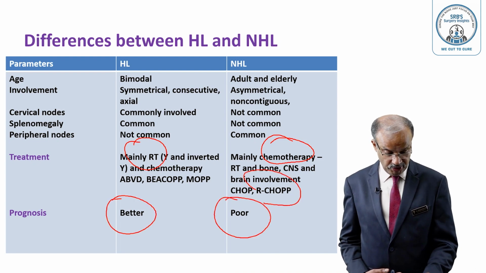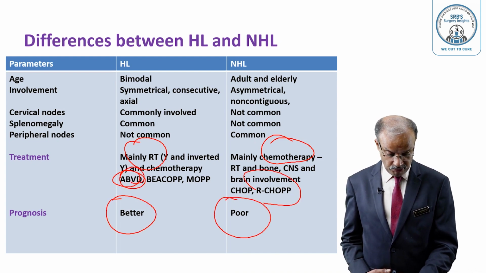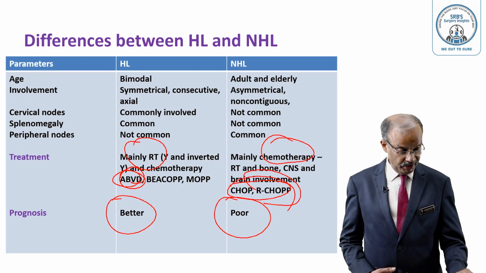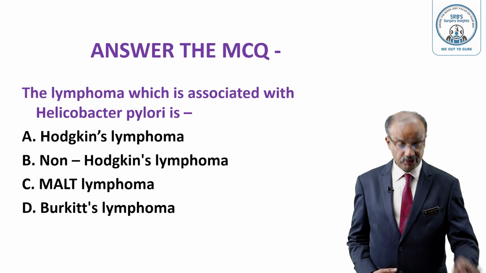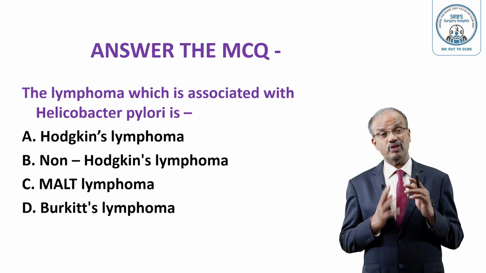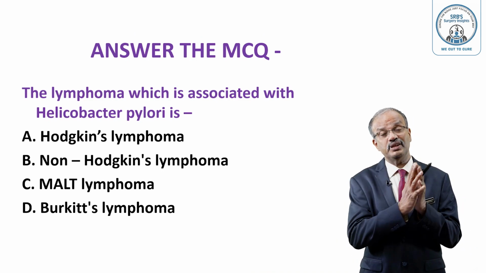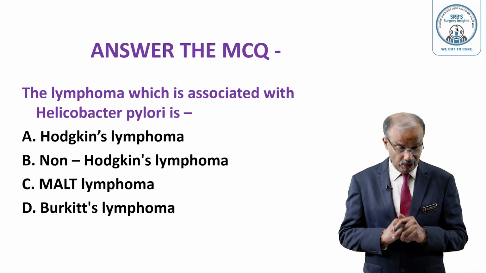So R-CHOP and CHOP are the main chemotherapy for NHL, while here this is the main chemotherapy agent. You should know what the main therapeutic agents are. These are the differences you have to remember. NHL is again very common, remember. You should know the differences between HL and NHL; I can put them in a table.